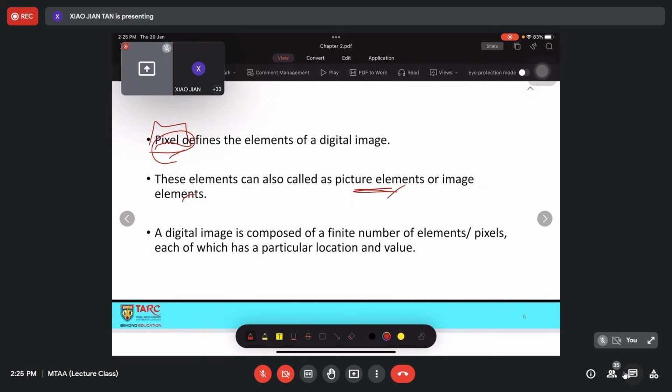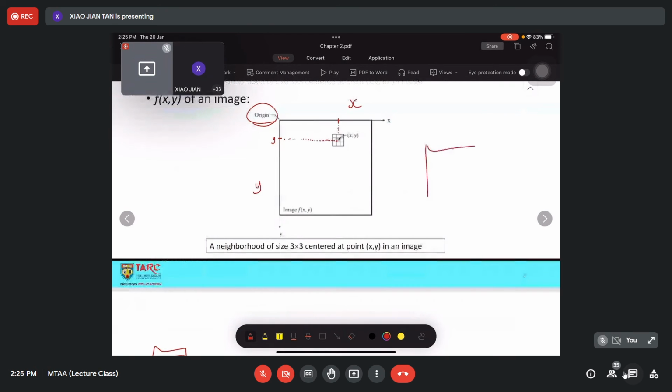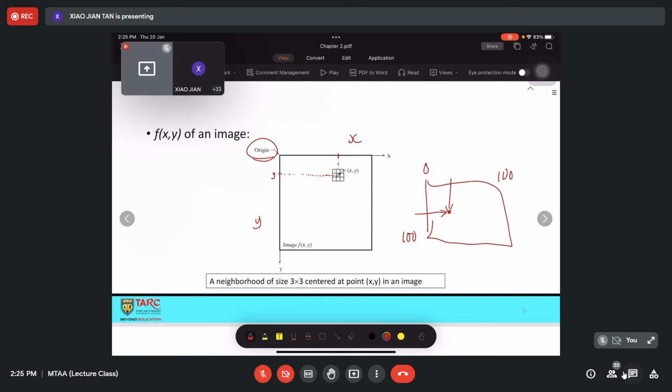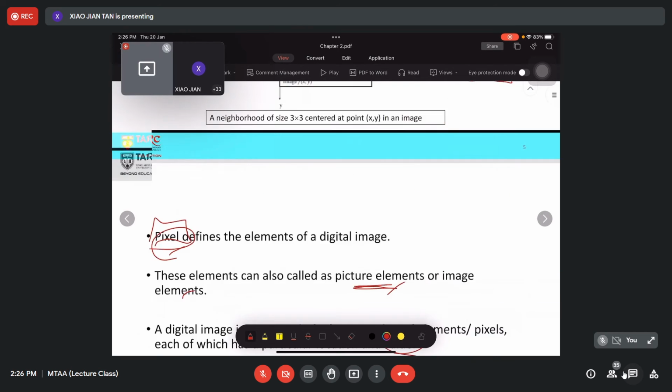A digital image is composed of a finite number of elements or pixels, each of which has a particular location and value. For sure, it would have a specific coordinate, because the image would be defined by a range, for example 0 to 100, 0 to 100. No matter where the pixel is located in one image, it has a particular location, and it will have a value from 0 to 255, because 0 is for black and 255 is for white.